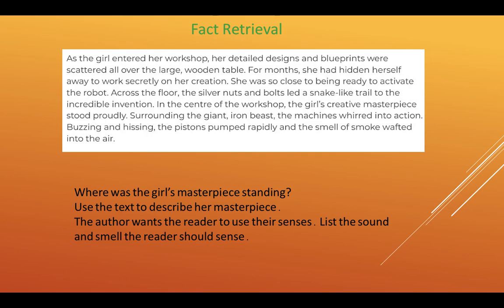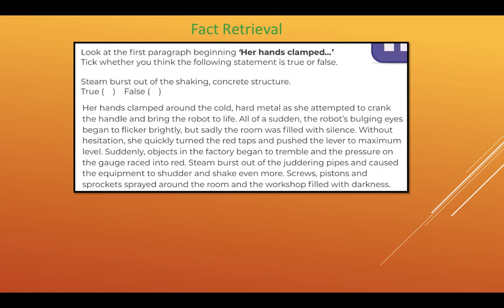The author wants the reader to use their senses. List the sound and smell the reader should sense. So you need to read and find the information that has something to do with using the senses or is related to sound and smell. Moving on. Steam burst out of the shaking concrete structure. Is that true or false?